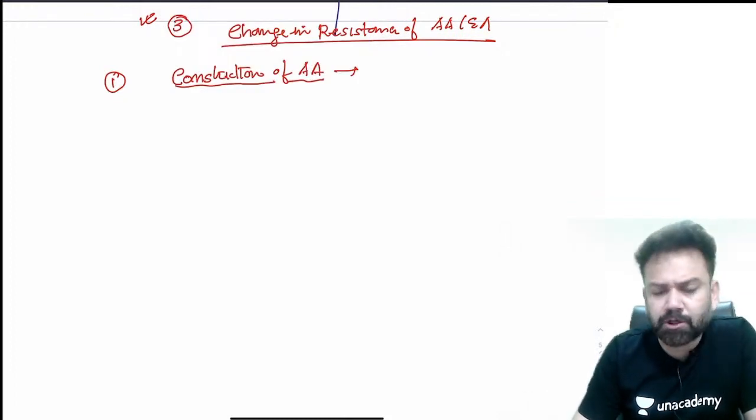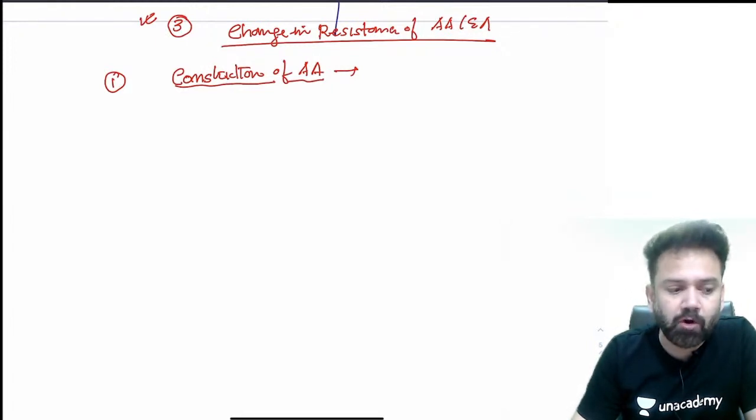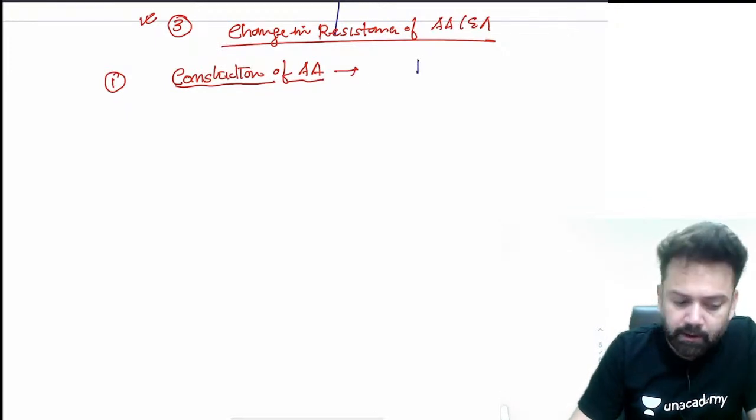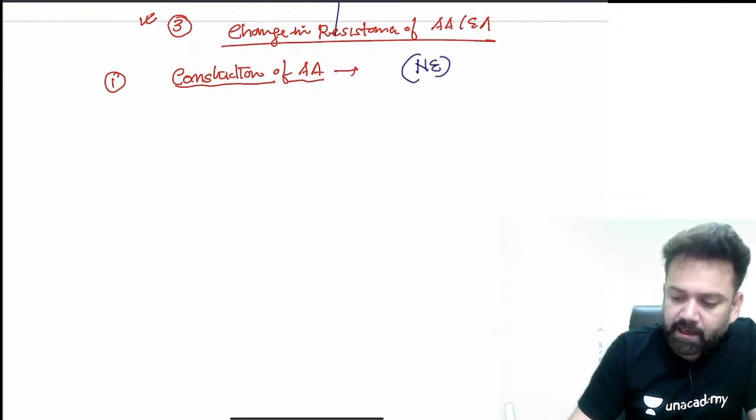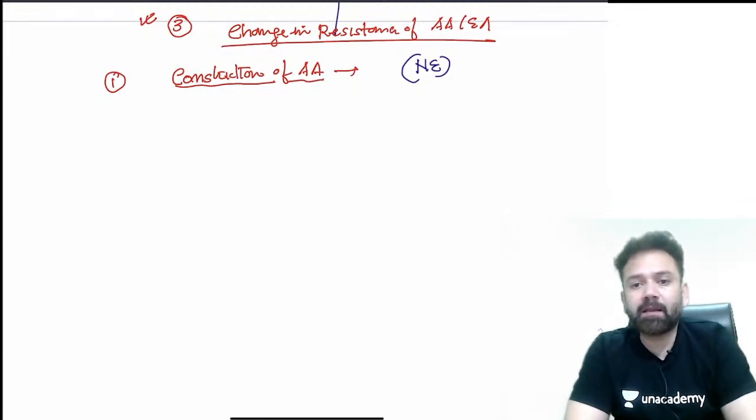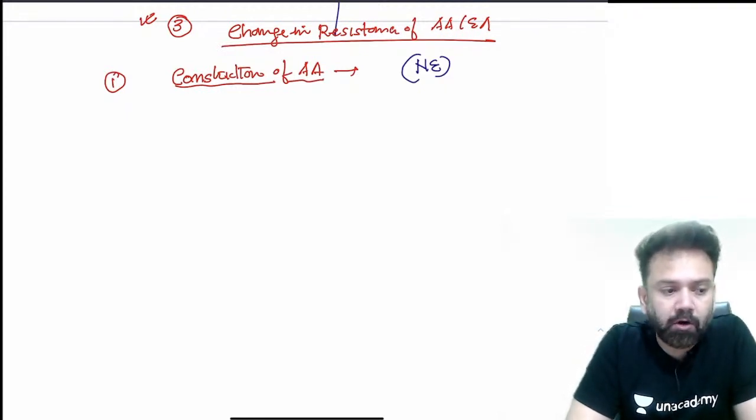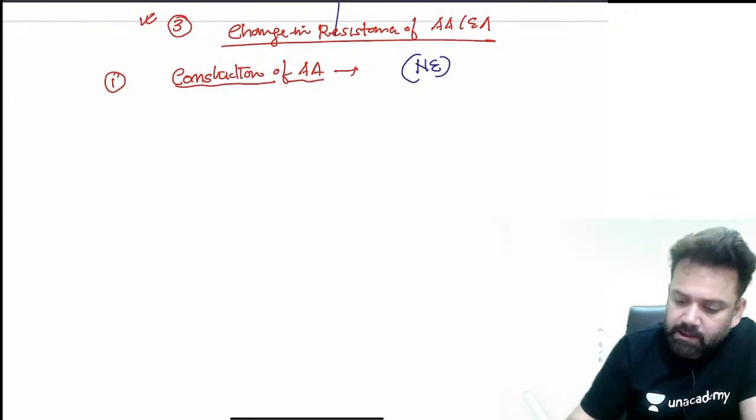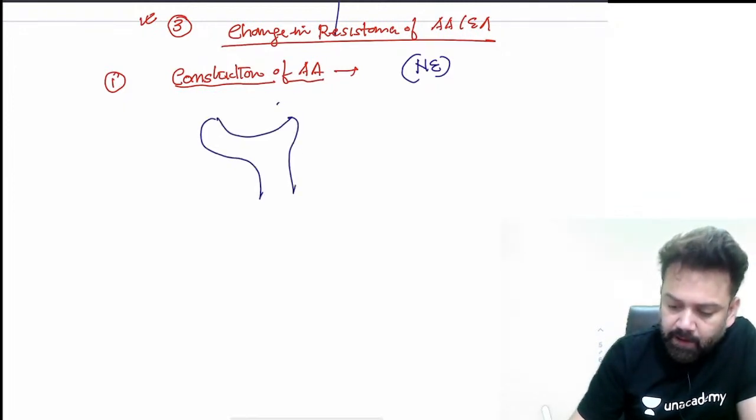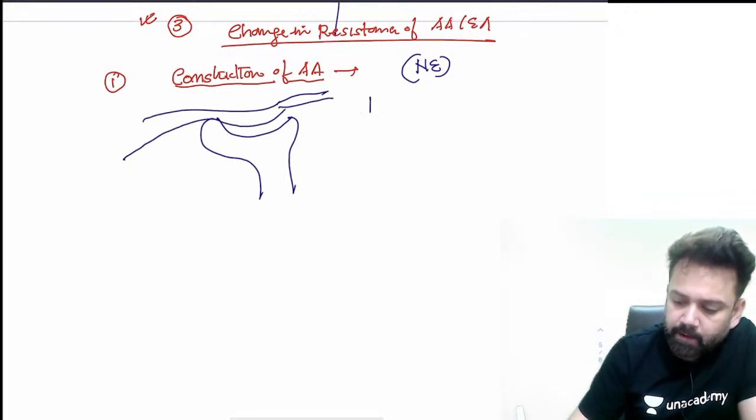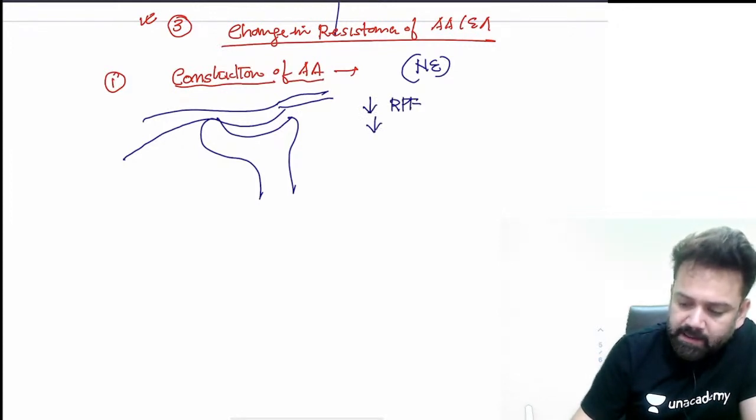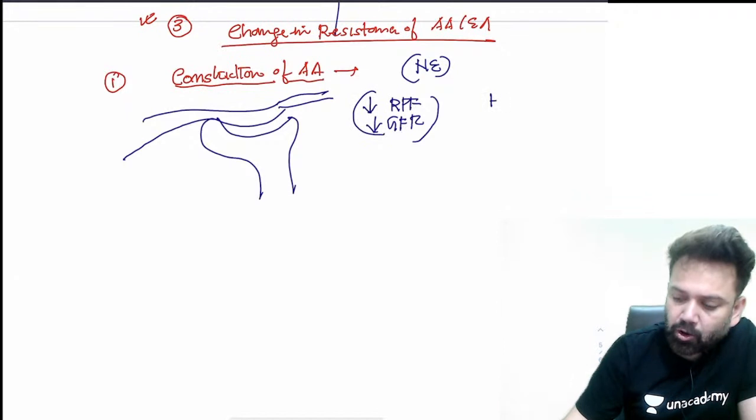This was a question asked in NEET PG 2016. The question was, in hypovolemic shock what will happen? Norepinephrine will be released, causing constriction of efferent arteriole. It is very simple to understand that if there is constriction of efferent arteriole, there will be a decrease in the renal plasma flow as well as a decrease in the GFR. So this happens normally in hypovolemic shock.